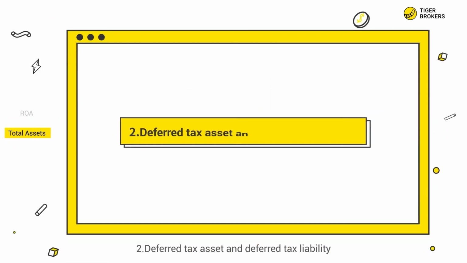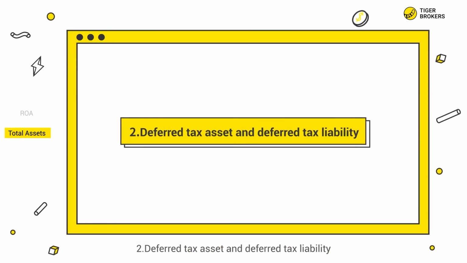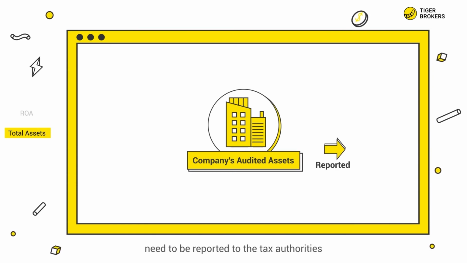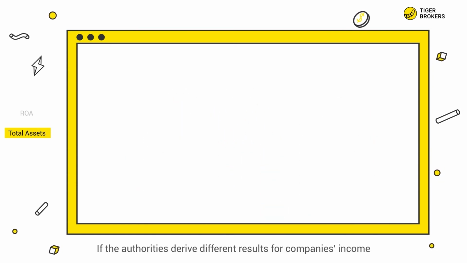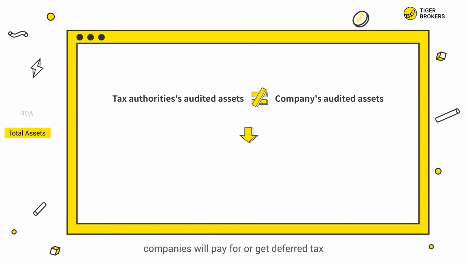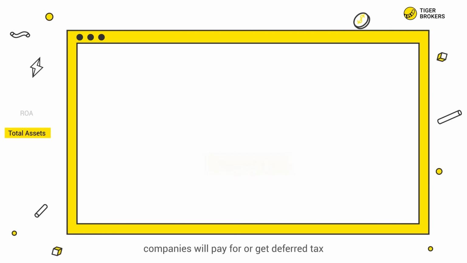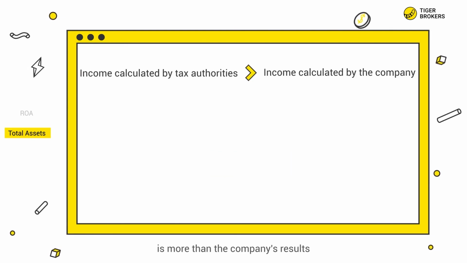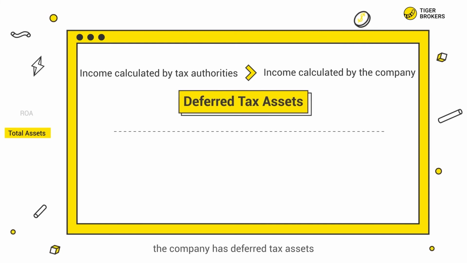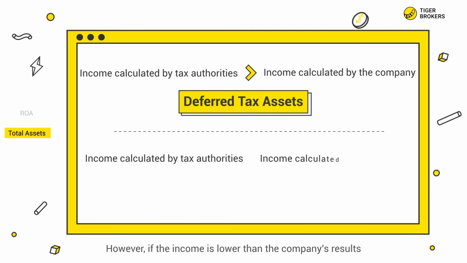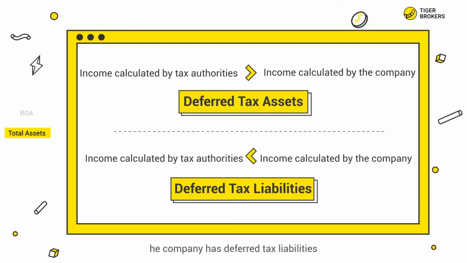2. Deferred tax asset and deferred tax liability. We all know that a company's audited assets need to be reported to the tax authorities. If the authorities derive different results for companies' income, companies will pay for or get deferred tax. If the income calculated by tax authorities is more than the company's results, the company has deferred tax assets. However, if the income is lower than the company's results, the company has deferred tax liabilities.